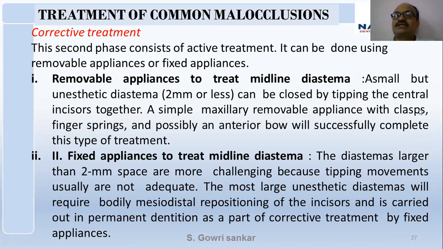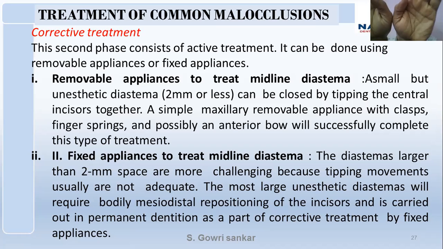So the next one is corrective. Corrective means how you are going to correct the midline diastema. Just by cutting the labial frenum, the midline diastema won't close. You have to apply some kind of force to make the teeth move together. This is called the corrective phase. It can be done with simple removable appliances when the midline diastema is 2 mm or less. But remember, removable appliances always lead to closure of the midline diastema by tipping of the teeth.